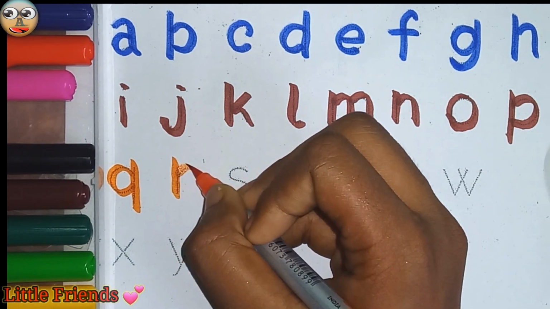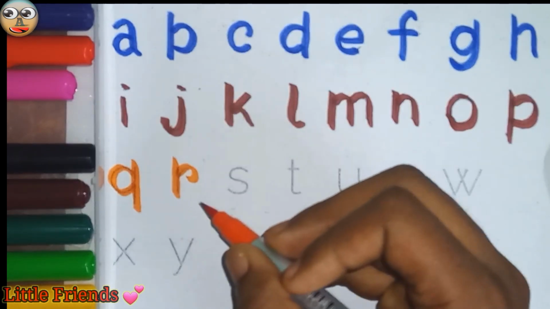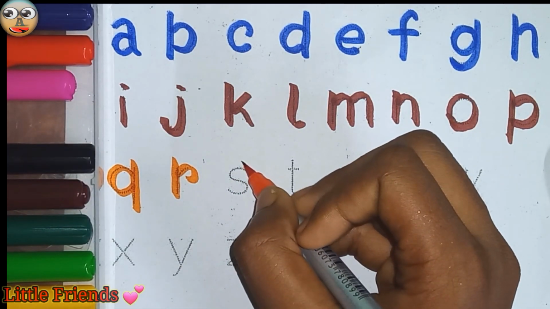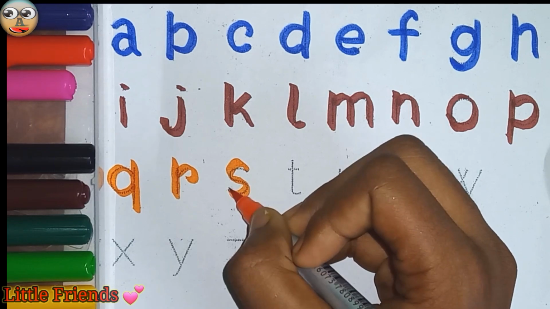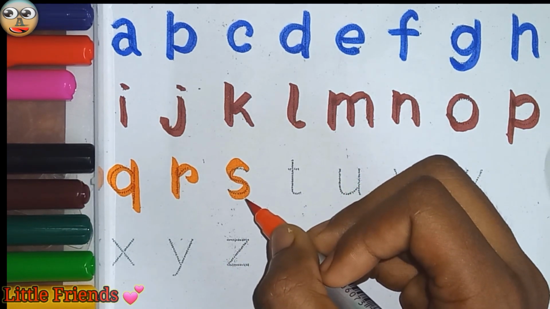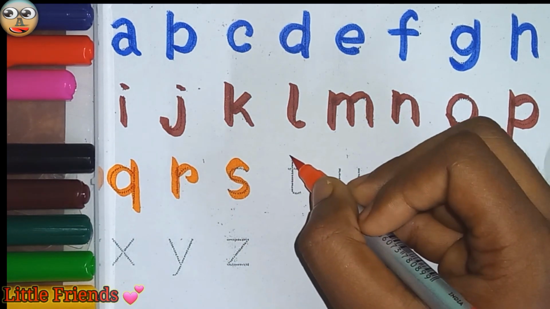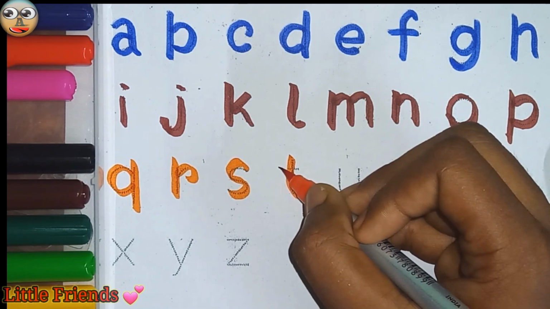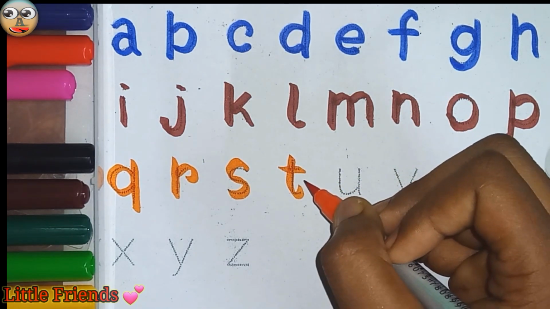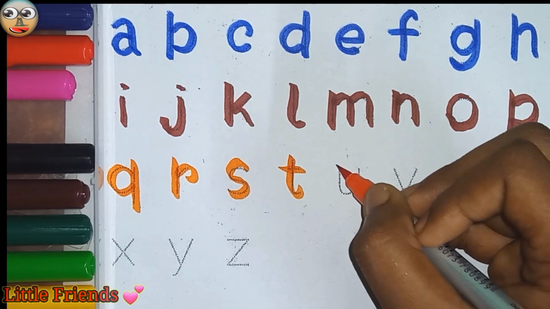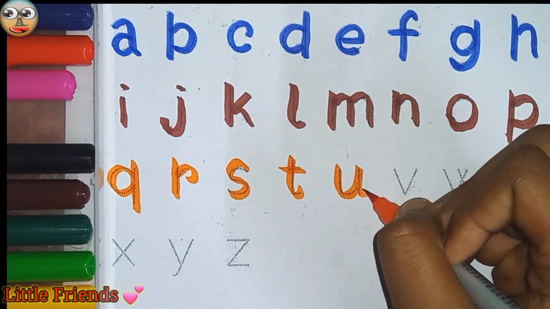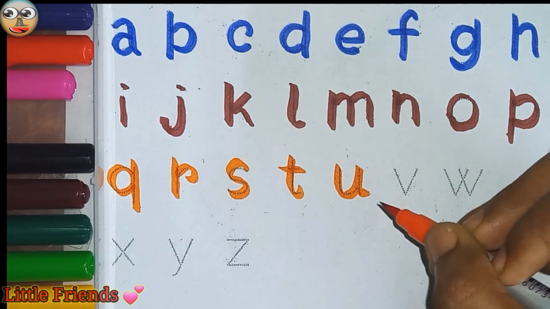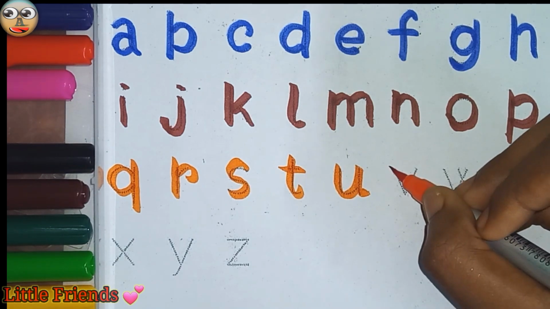R for rose. S for sun. T for tiger. U for umbrella.